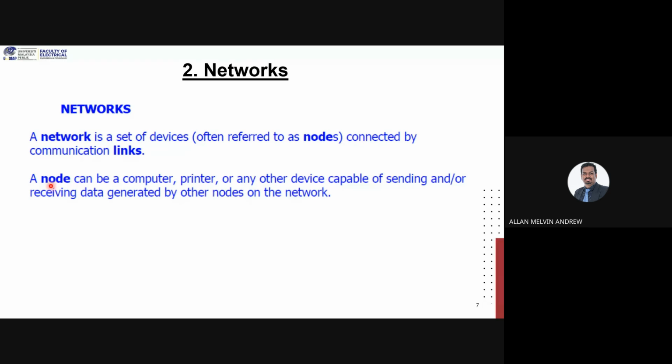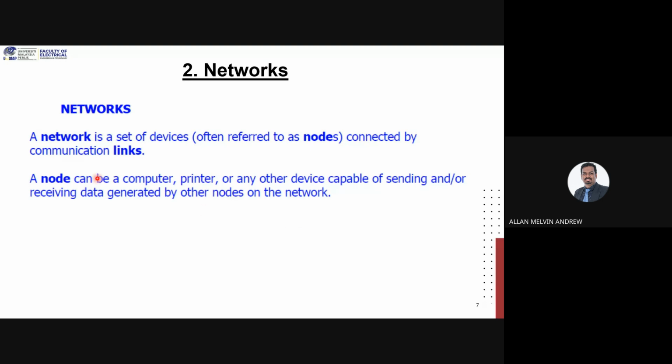Okay, so a node can be a computer, a printer, or any other device capable of sending or receiving data generated by other nodes on the network. So it can be anything. Maybe we are familiar with network printers nowadays. We are connected in a local area network, inside the building or inside your campus or hostel, so it is connected to the local area network, the internet in the building.